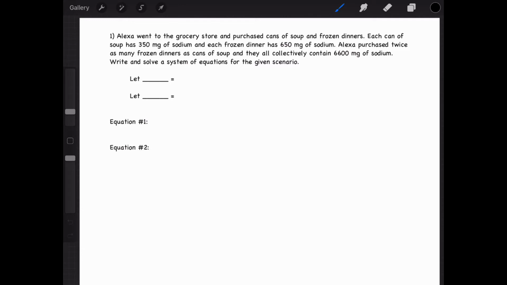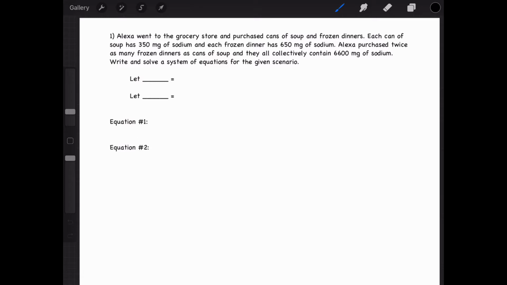For example 1, Alexa went to the grocery store and purchased cans of soup and frozen dinners. Each can of soup has 350 milligrams of sodium, and each frozen dinner has 650 milligrams of sodium. Alexa purchased twice as many frozen dinners as cans of soup, and they all collectively contain 6,600 milligrams of sodium. Write and solve a system of equations for the given scenario.